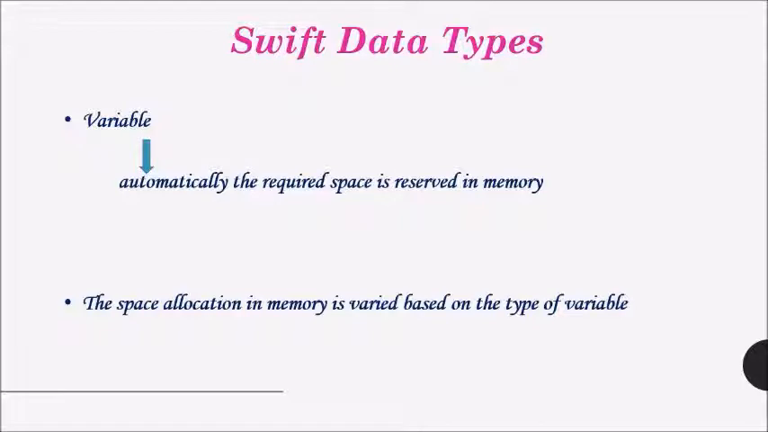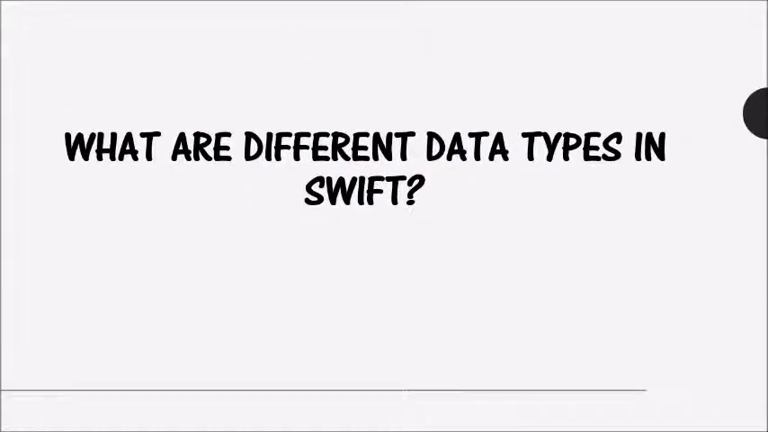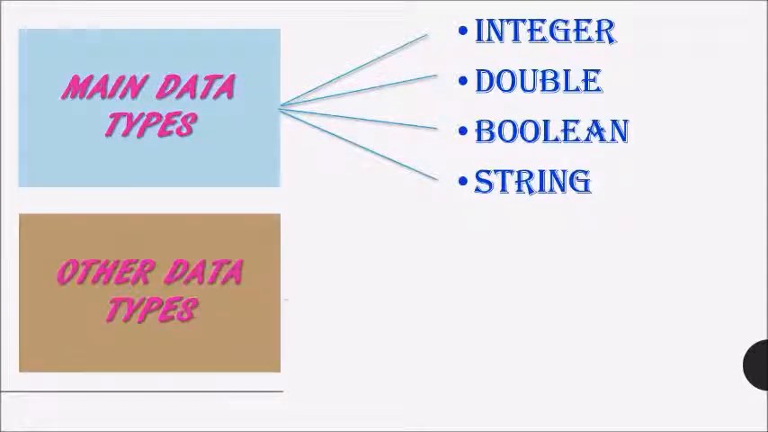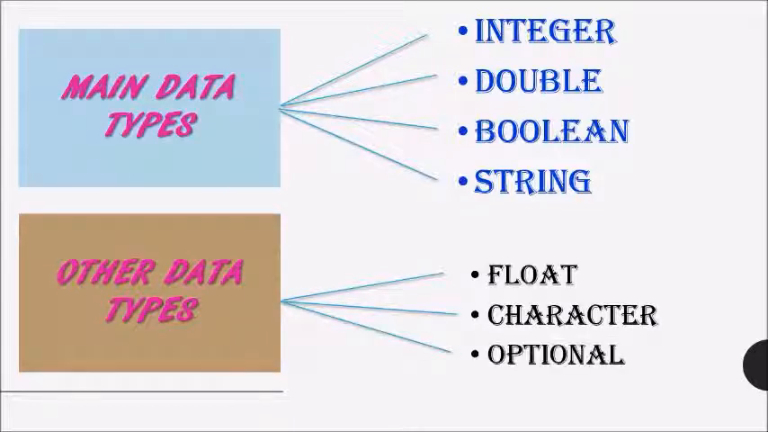And the space allocation in memory varies based on the type of variable, like integer or float or double or anything else. Well, what are the different data types in Swift? They are pretty similar to other programming languages. If you are not familiar with this, that should be fine, because many of these data types have their roots in basic math or Boolean algebra. So in Swift, there are 4 main data types: integer, double, Boolean and string. Other data types are float, character and optional. Let's see them in detail.